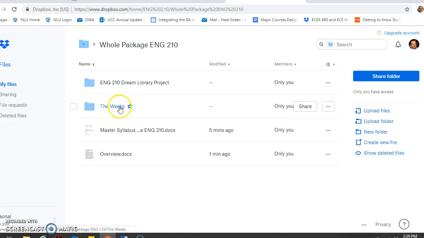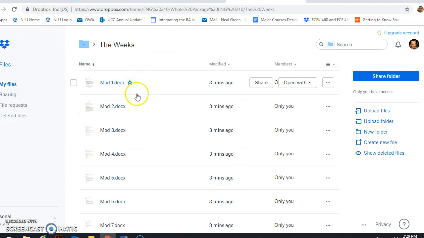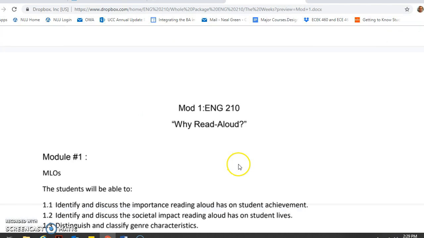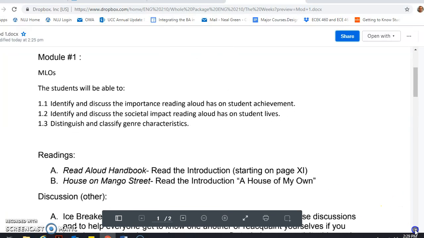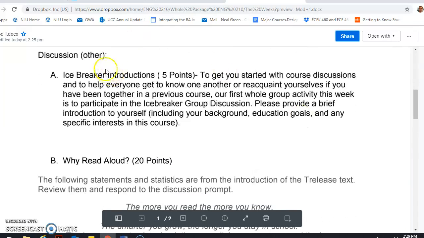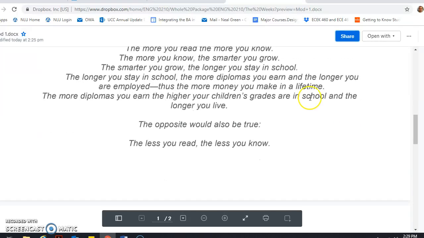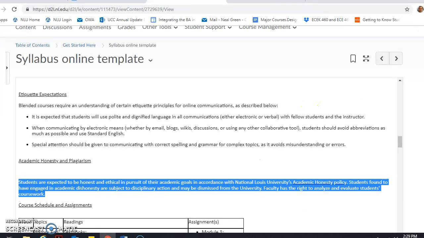It has the Dream Library project. That's a new project that we're doing. Actually, it's one that we've done in the past, and students loved it and have done really well with it. So that outlines that, and I created a video for students as well. And then for the weeks, I outline each week the objectives or the module MLOs, the readings, the discussions, and assignments. And so we have that also.